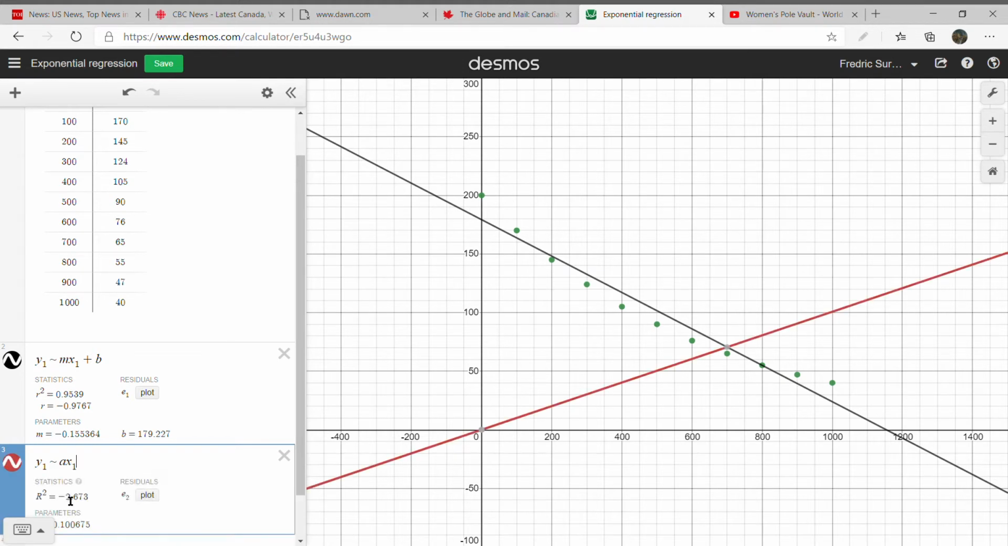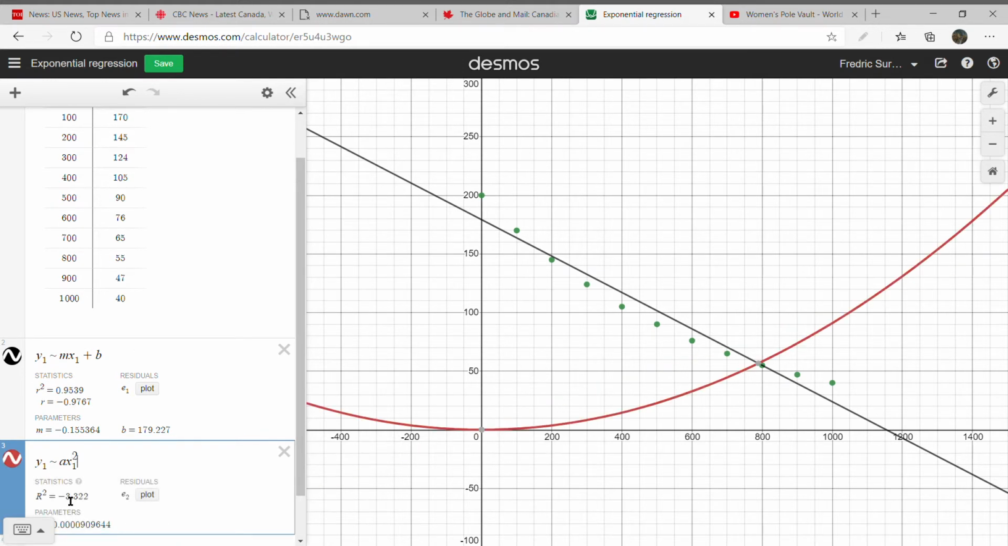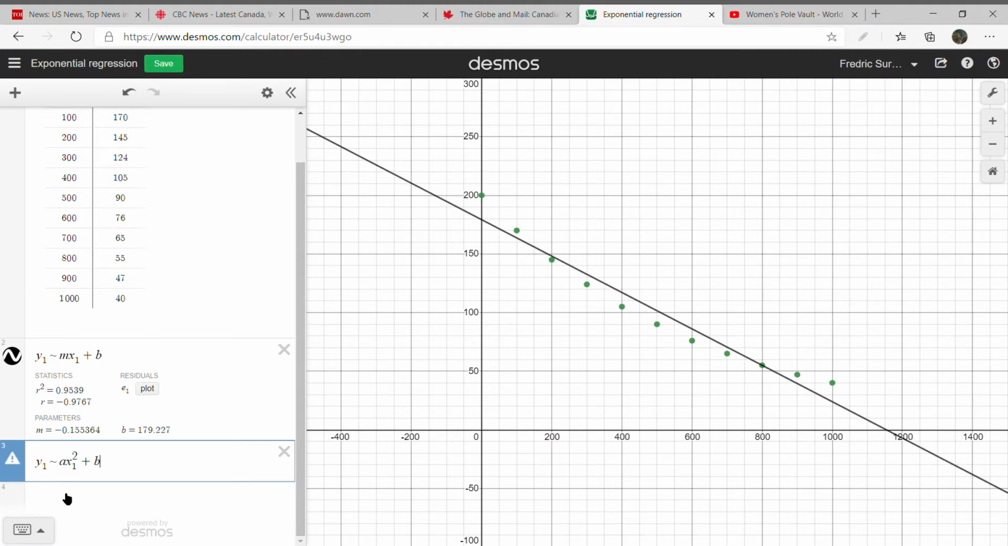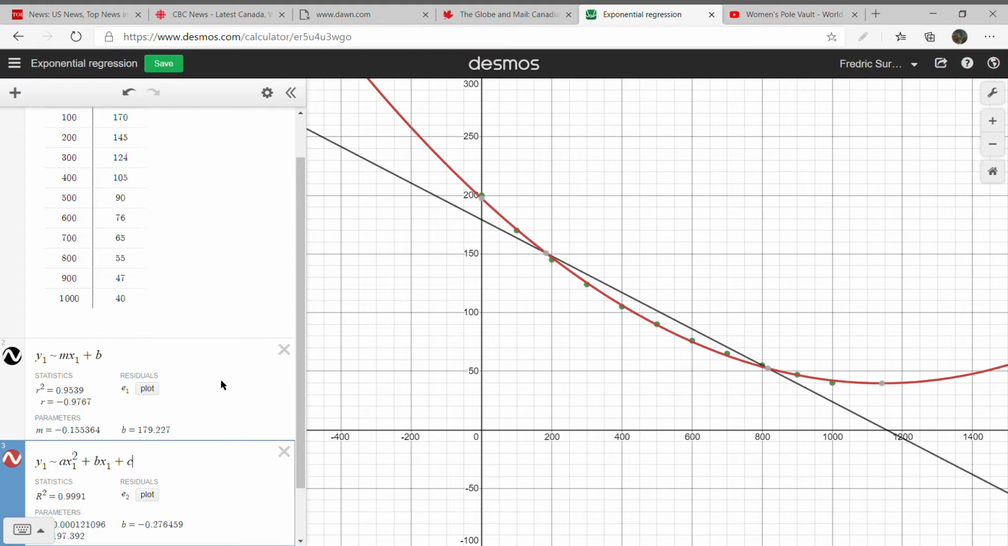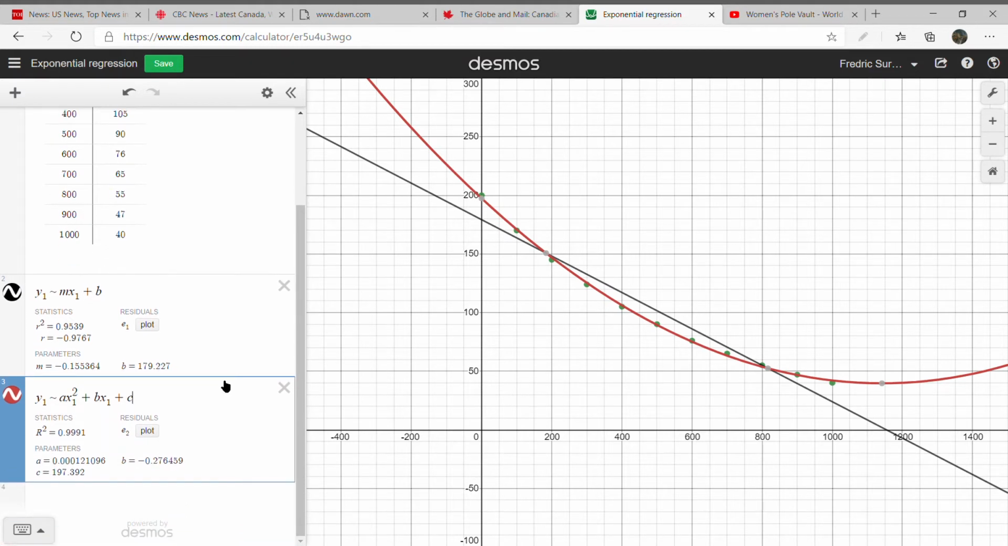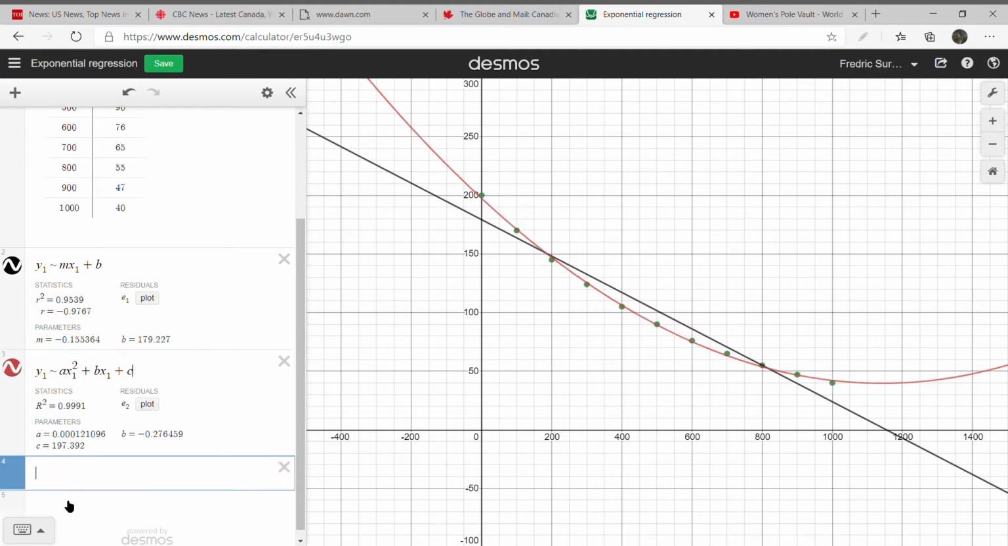Ax1 squared plus bx1 plus c. And you notice here that the quadratic expression goes as good as 0.991, and that's really good. And let's try to fit an exponential one. Now this is new, this might be new to you.